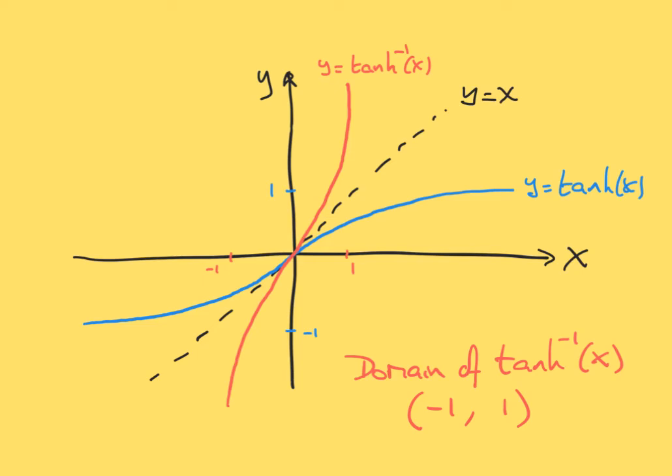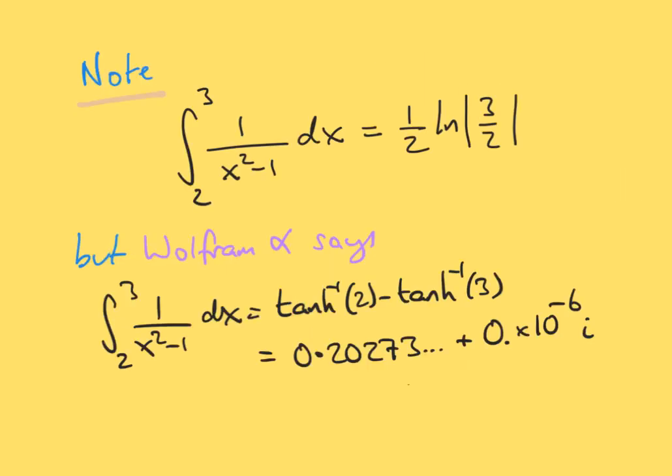And that's why we had brackets in the logarithm when we tried to show that tangent to the minus 1 was given by the logarithm. It's because this is defined to be a real function as long as x is between plus and minus 1. So what happens if x is greater than 1? Well, let's look at that on the next slide.